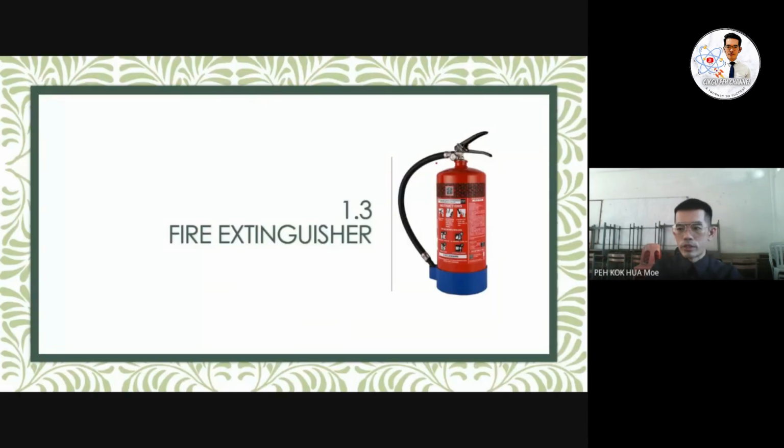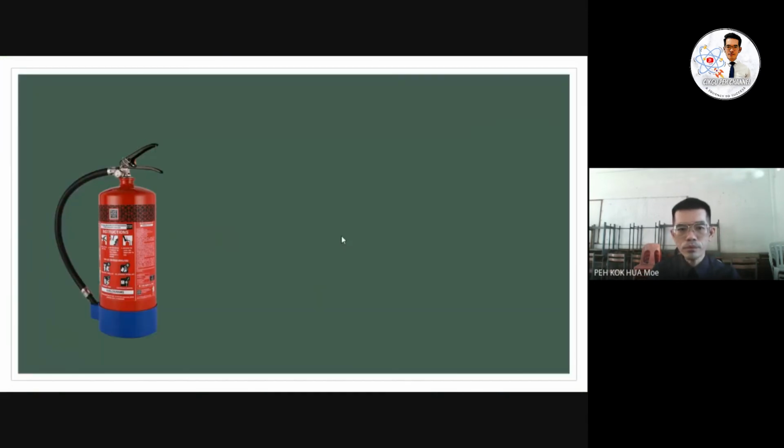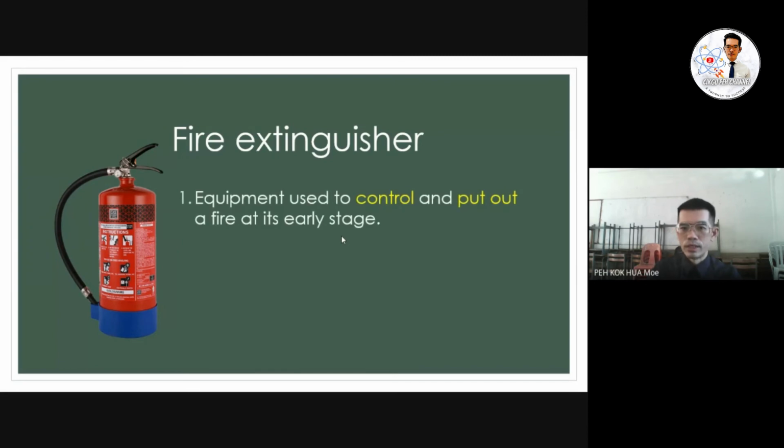Okay, so we go to our last subtopic of today, which is the fire extinguisher. The fire extinguisher is actually a syllabus for Form 1, chapter 7. You actually have the basic knowledge about the fire extinguisher. So today for this subtopic, you have some extended knowledge you need to know. Fire extinguisher is used to control and put out a fire at its early stage.